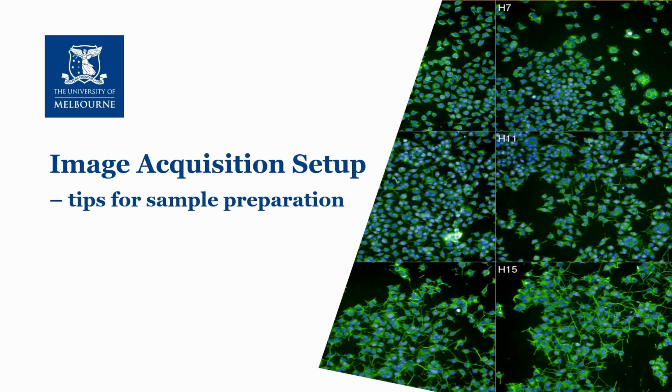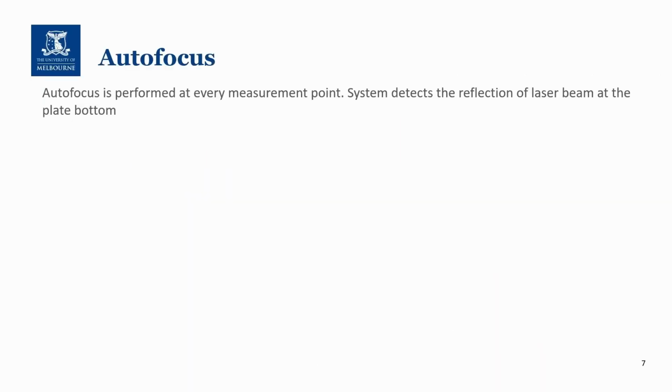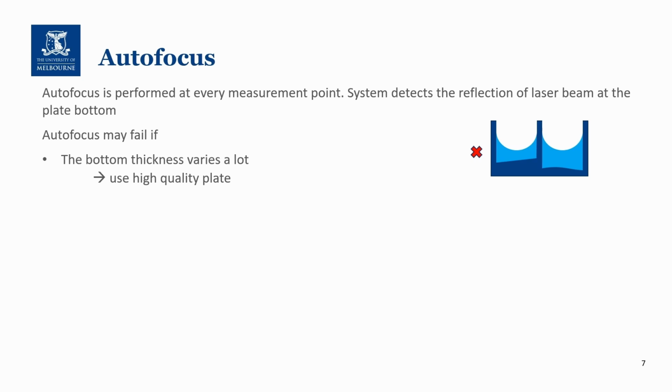Now we are going to discuss the image acquisition setup on the Operetta and some tips for sample preparation. A key component of any automated imaging is the ability to autofocus. You will note from the photo of the instrument that it doesn't have a focus wheel. Instead, the bottom of the plate is detected using the reflection of a long wavelength laser from the bottom of the plate. This works a little bit like how a bat or a dolphin uses sonar, but instead it's using light instead of sound.